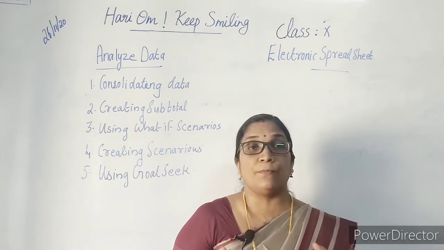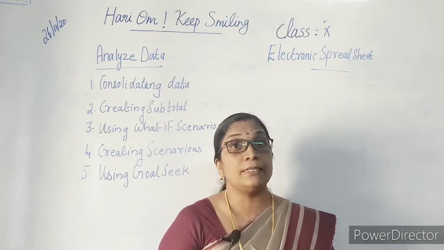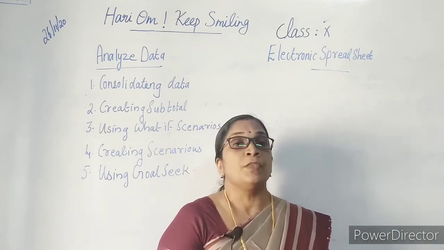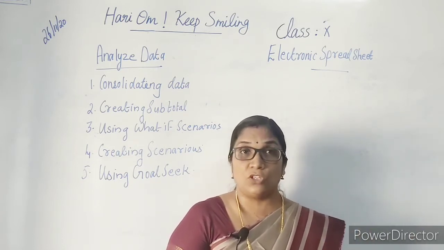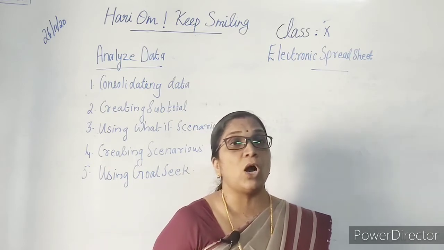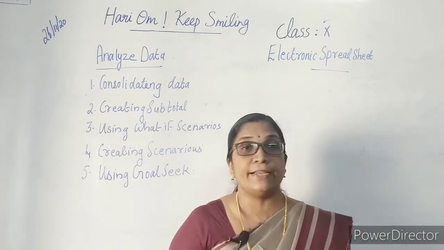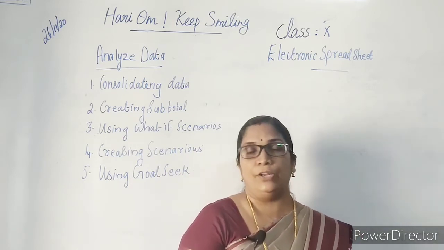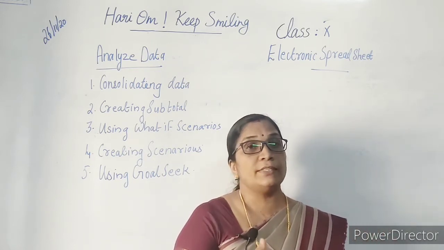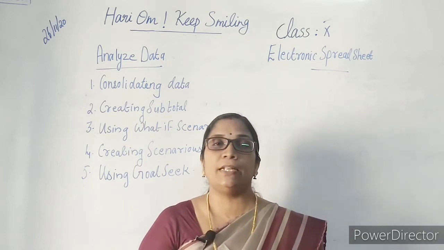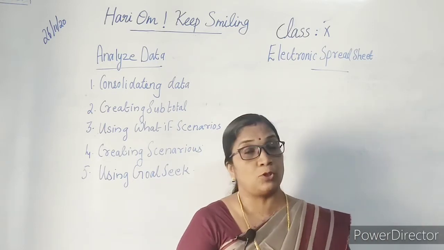Suppose we want to calculate the simple interest. We have a formula. We have the rate and the number of years, all the things we want to enter. After that there should be a column, and we enter the simple interest formula there, and then we drag it and we can calculate the value. So consolidating the data, I will show you in the system how we can do it. Then next is creating the subtotal.